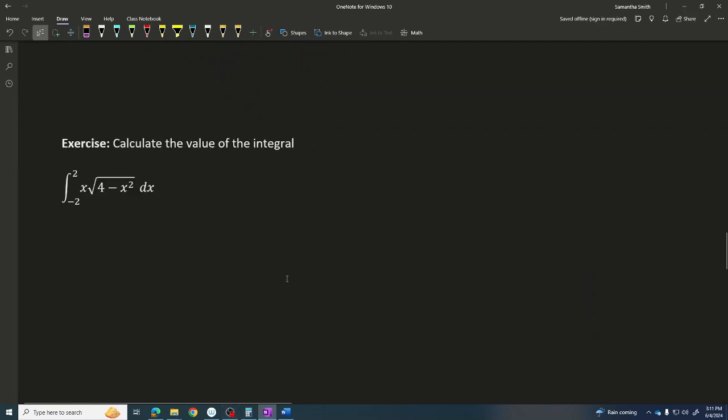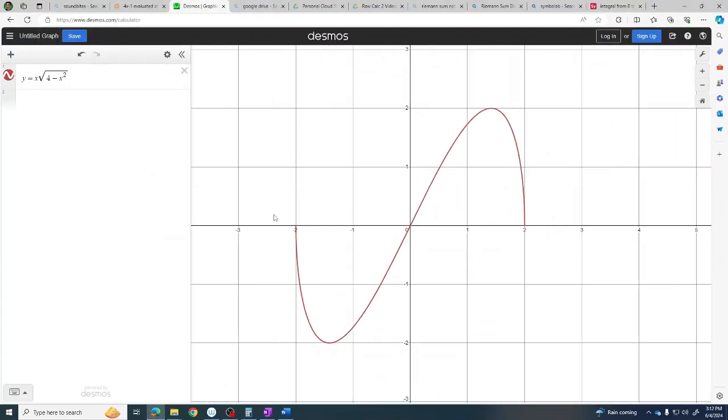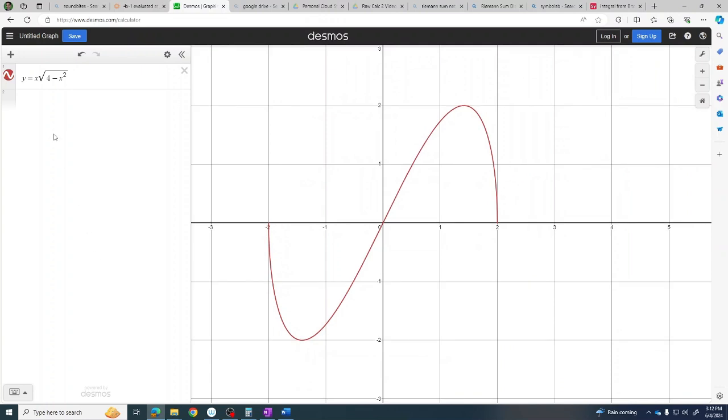Now, let's remix this a little bit, add a little bit of extra flavor. Someone says calculate the value of the integral, now going from -2 to 2 of x times the square root quantity, 4 minus x squared. Again, I'm going to go to the graph of this function and see if I notice anything interesting about it. Here is the graph of the function x times the square root of 4 minus x squared, going from -2 to +2.